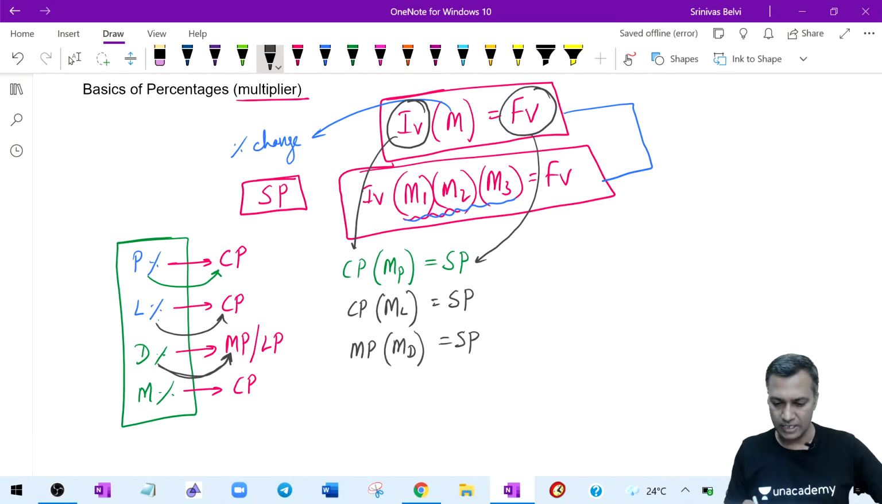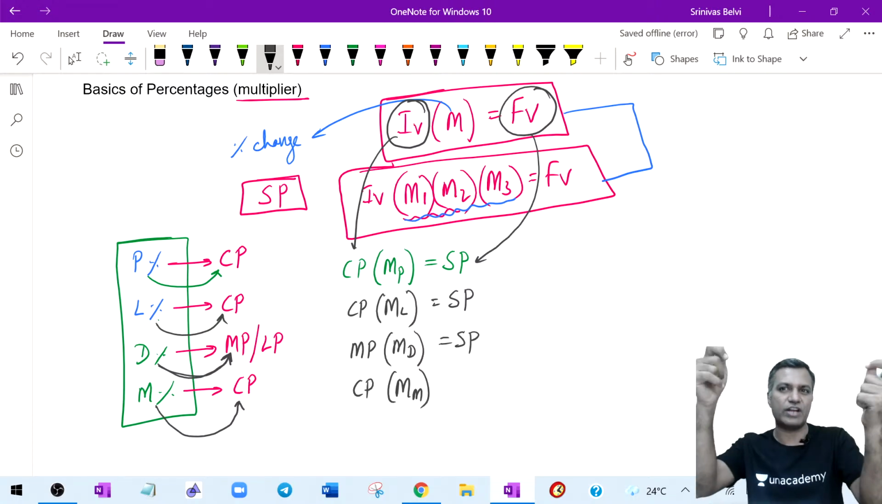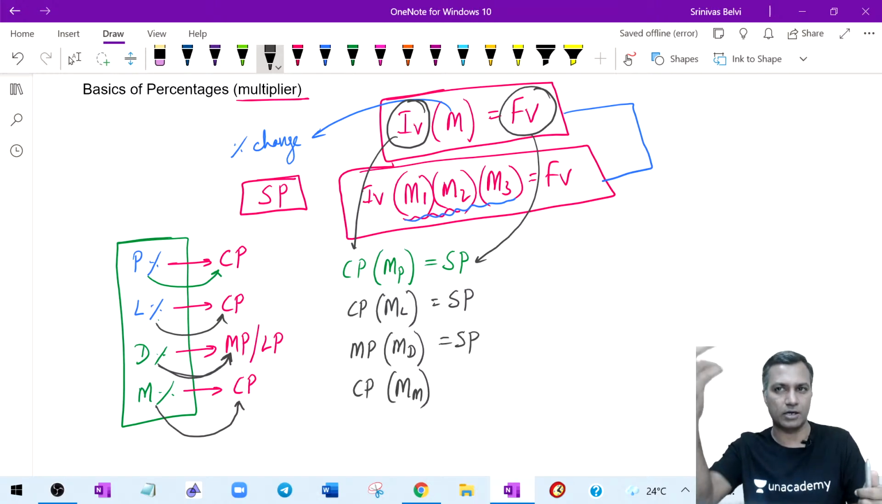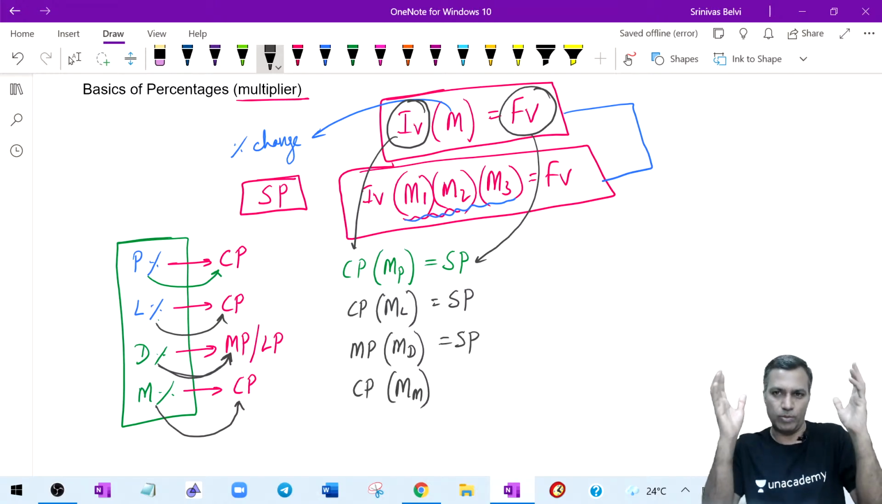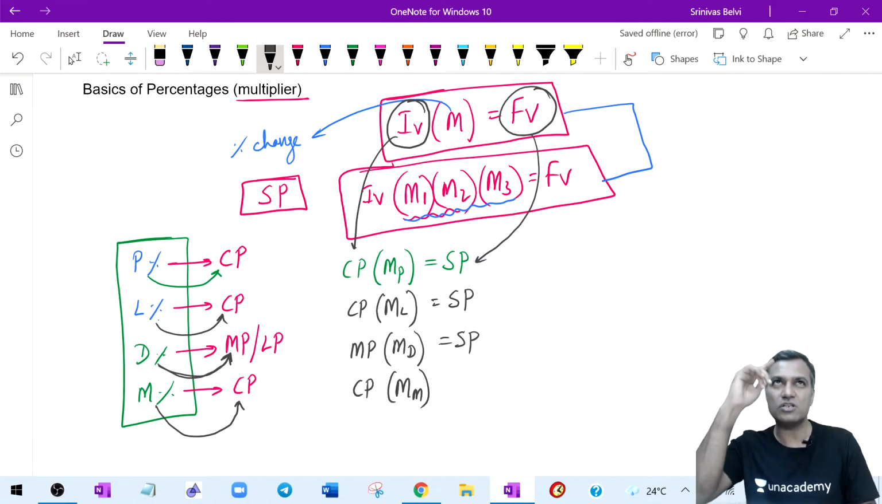Coming to the last commodity, markup is calculated on what? Cost price. Therefore, you write cost price, multiplier related with markup. Which means you buy a commodity, you change that label, you list what you want to sell. That's what you call a markup. If you are a trader, you go to a wholesale market, you buy a certain item at a certain price, and you come back and change the label. Now that's called a markup.